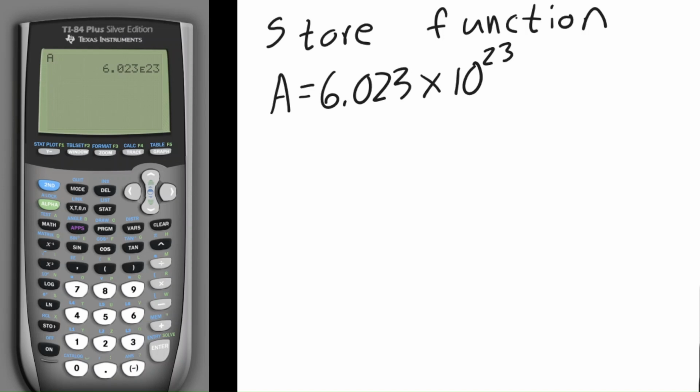Now, there is something you do need to be very careful of. It doesn't really matter if you store it as A, perhaps, but notice that x is currently 2 right now, because I stored it as 2 earlier. Now, I said earlier that A is Avogadro's number. It's never going to move. But x is very different. If you store something as x, use it quickly or don't use it.